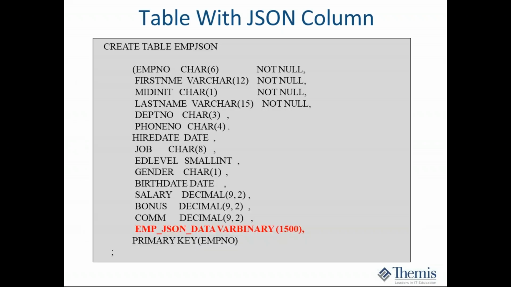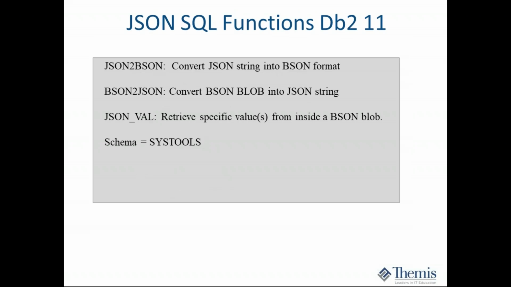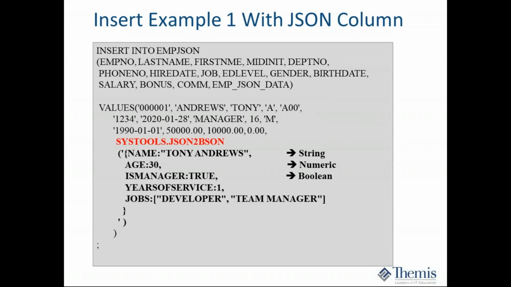You create a column in a table. You give it a variable binary definition. It gets stored as binary data, and you give it a max size. Then we have functions to pull it out of binary format and put it in English format, or take an English format and put it into binary format, or JSON val to look for something very specific inside the JSON document. So here's an example of an insert. Here's the definition. Here's the insert. You use the SYSTOOLS.JSON_TO_BSON function. Here's my JSON data right here, and it stores that as a binary object in that data table.